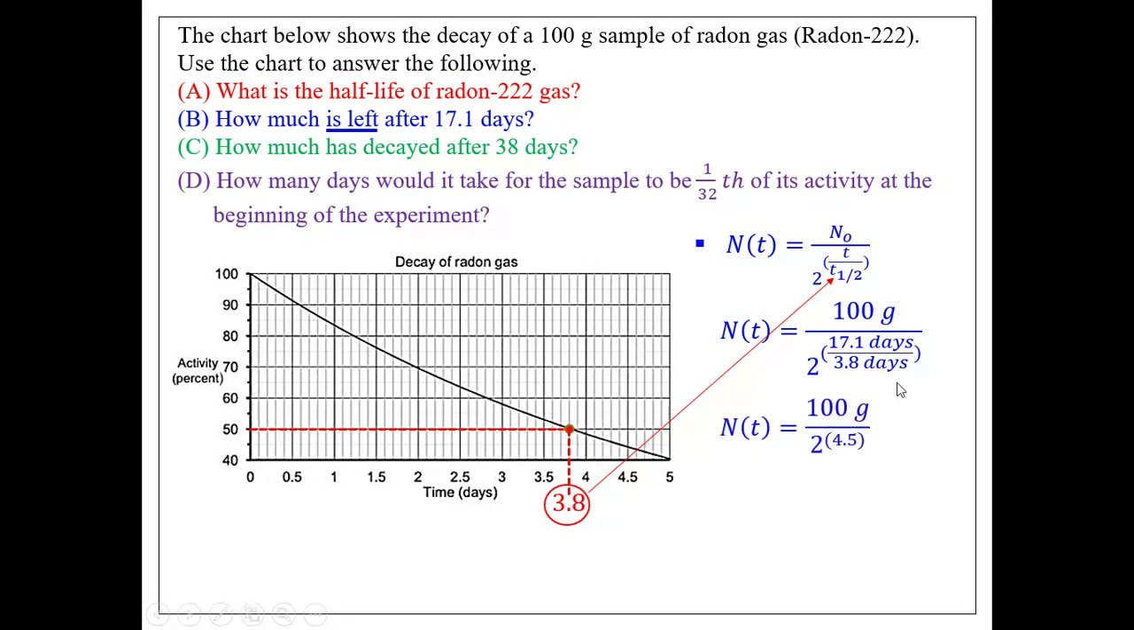Okay. So if you simplify the power, 17.1 divided by 3.8 is 4.5. And then all we have to do is simplify 2 raised to the 4.5 power here. That would be 22.627, and the numerator stays the same. So now we have 100 divided by 22.627, and that'll give us 4.42 grams. And that is it for part B. Again, this is one of many ways you can write half-life out.